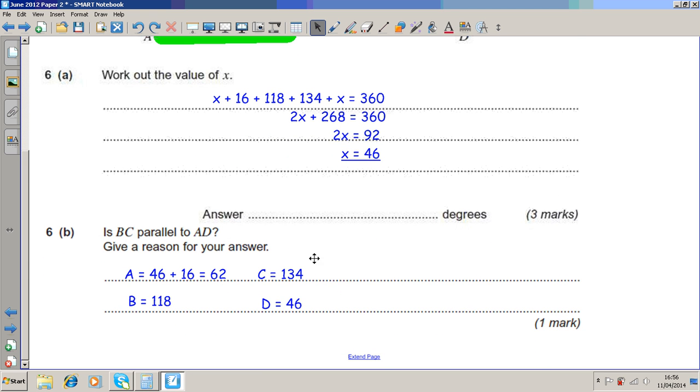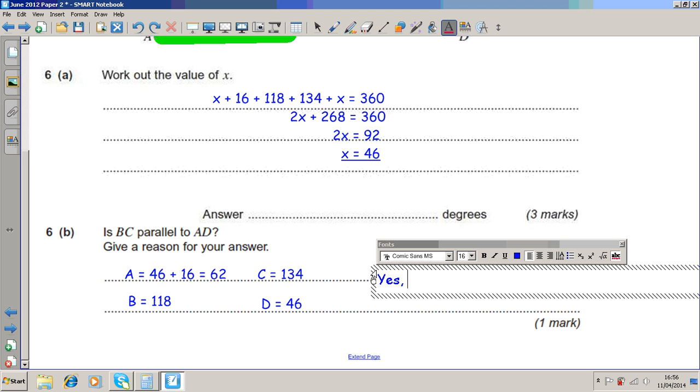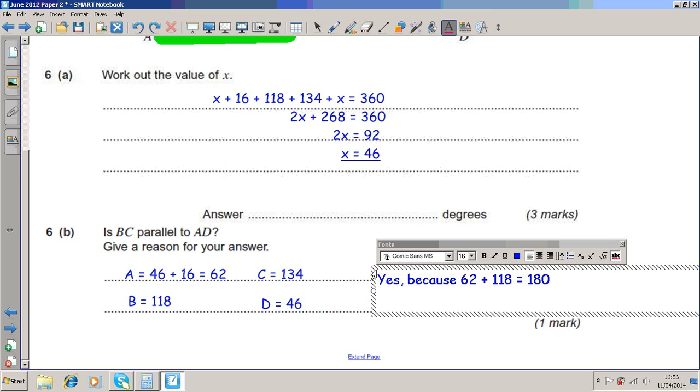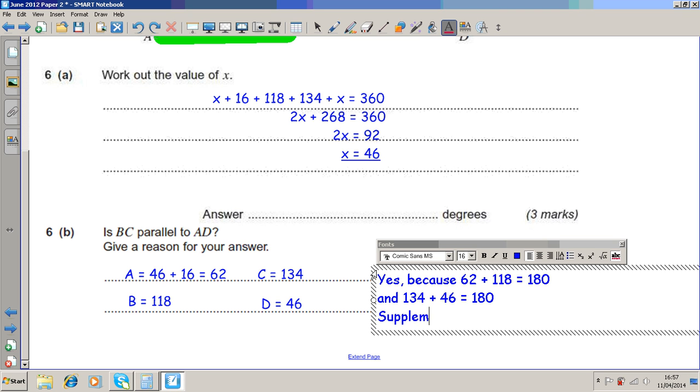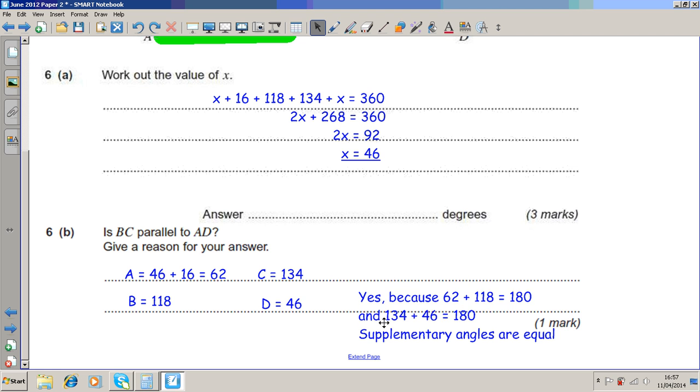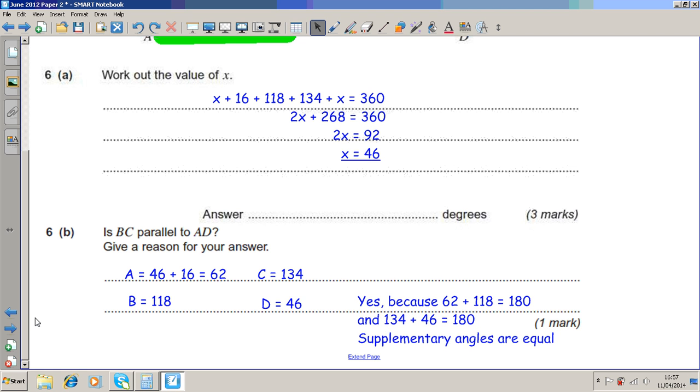So we can check that. Is BC parallel to AD? Yes, because 62 add 118 equals 180, and 134 add 46 equals 180. Supplementary angles are equal. So something along those lines. It's going to give you the mark.